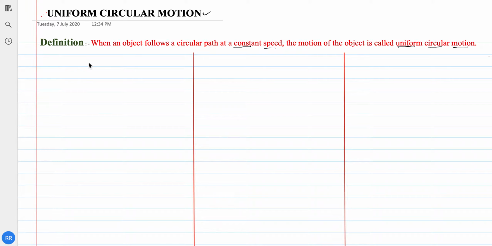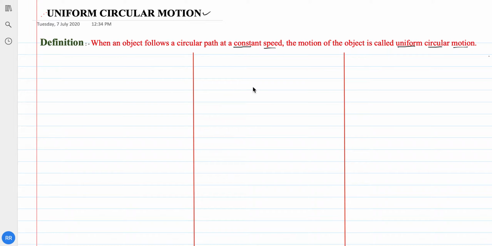So suppose an object is moving with a uniform speed v in a circle of radius r. Since the velocity of the object is changing as the particle moves in a circle, the change in velocity leads to acceleration.